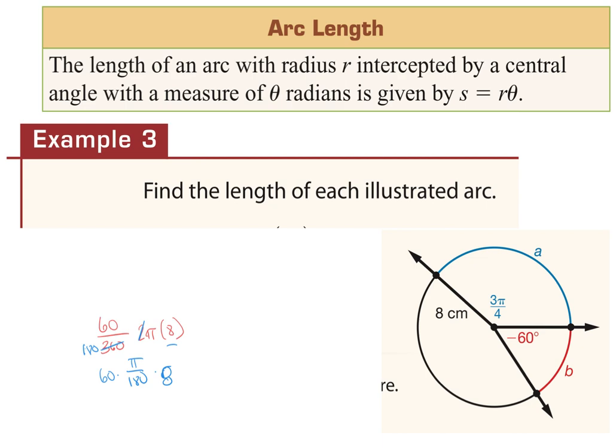And so sometimes they'll give it to you in radians. Sometimes they'll give it to you in degrees. And then you're going to go from there. Now, I will say that they have a negative here. And we are talking about the length of an arc. Typically, it won't matter that it's negative.